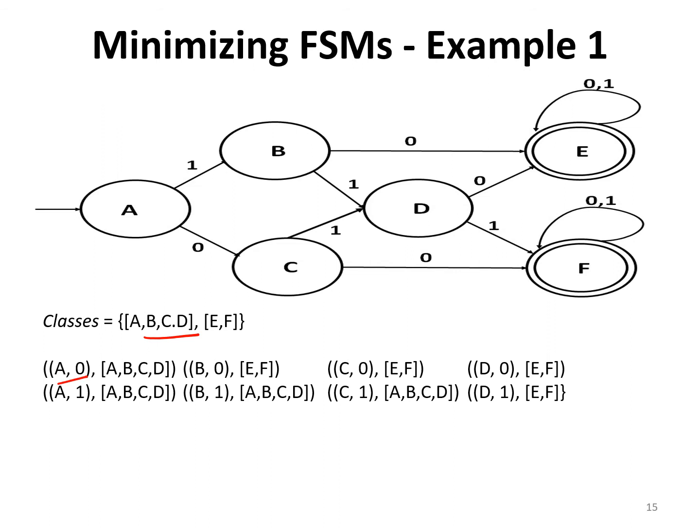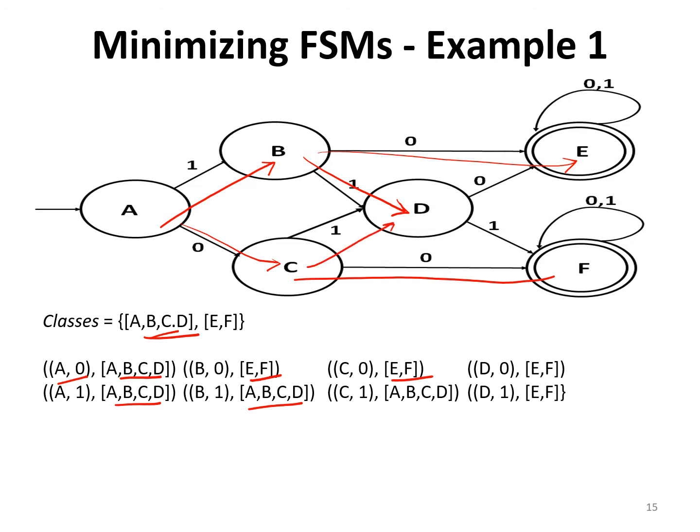A0 is going to state C. C is in the ABCD class. A1 is going to state B. B is in the ABCD class. B0 is going to state E. E is in the EF class. B1 is going to D. D is in the ABCD class. C0 is going to F. F is in the EF class. C1 is going to D. D is in the ABCD class. D0 is going to state E. E is in the EF class. D1 is going to state F. F is in the EF class.